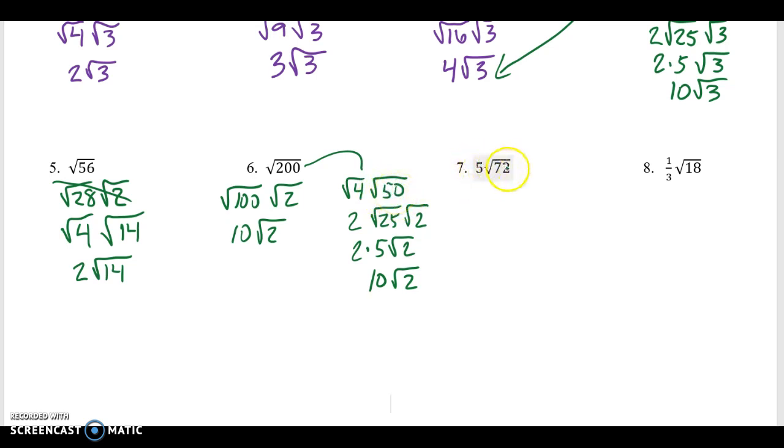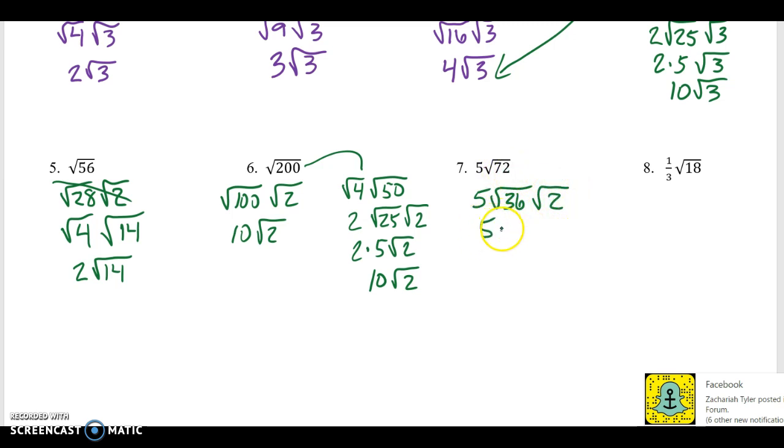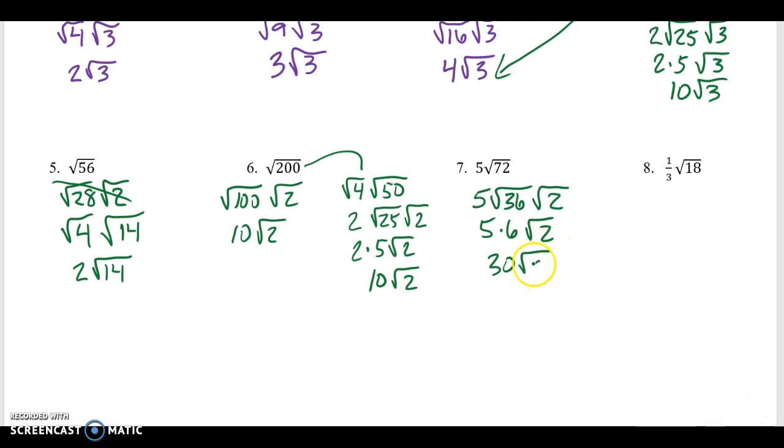All right, the 5 out front and the square root of 72. I know 72 is divisible by 9, but I also know that it is divisible by 36. 36 times 2 is 72. So that makes this 5 times 6 times the square root of 2, which is 30. Oops, 30 times the square root of 2. Fix that. 30 times the square root of 2.